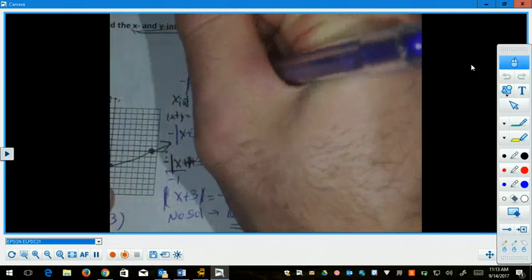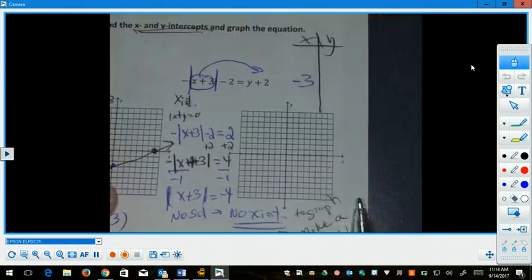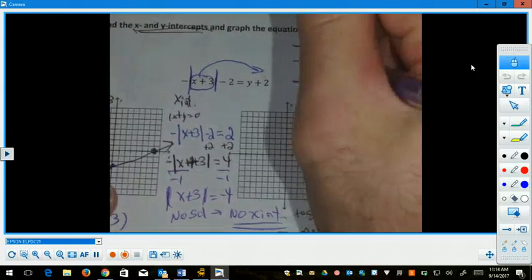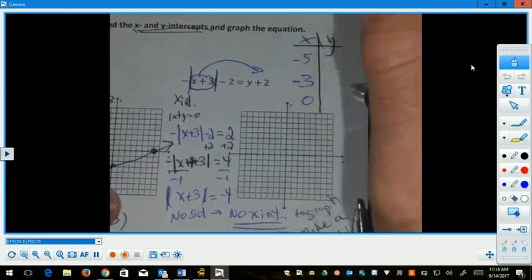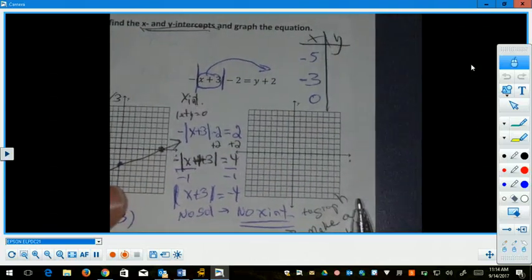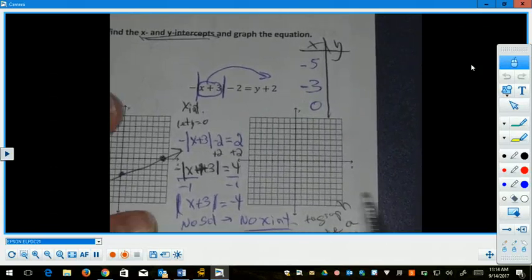-3. See, here's my absolute value symbol. Here's what's inside. So I'm going to pick -3 for the middle of my table. Then I might pick a point or 2 to the left and a point or 2 to the right of it to plug into the function. Okay, and then I can get my table and graph that. Questions on that? All right, so let's do that real quick.